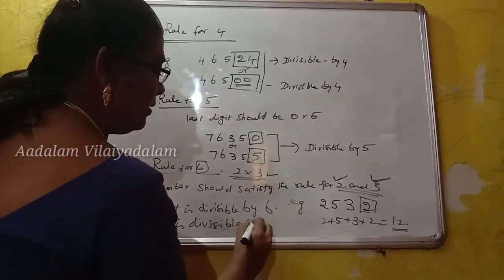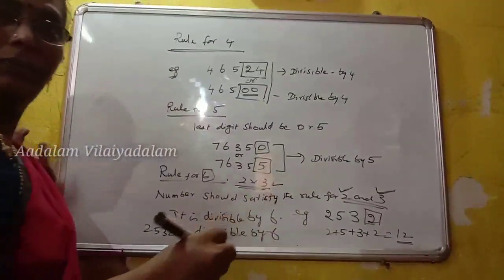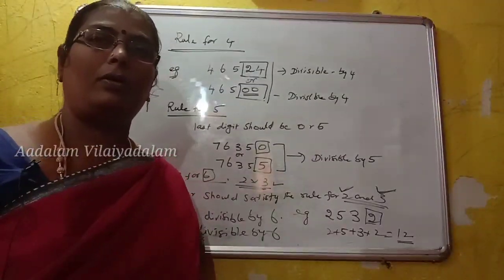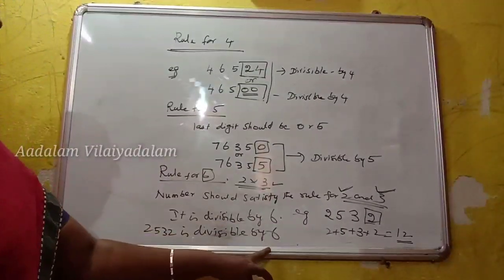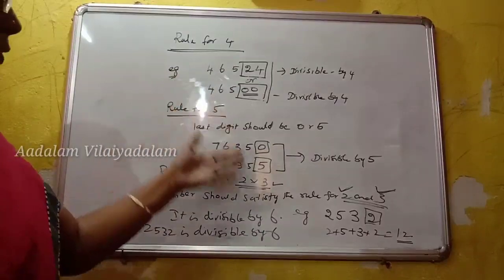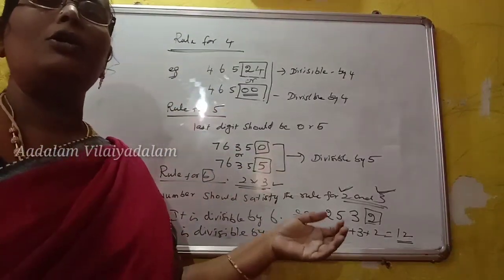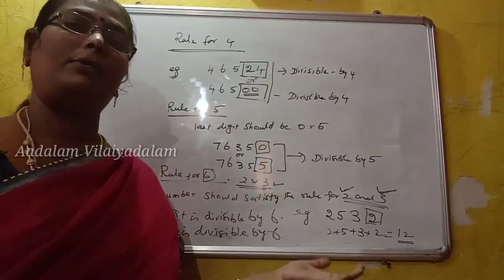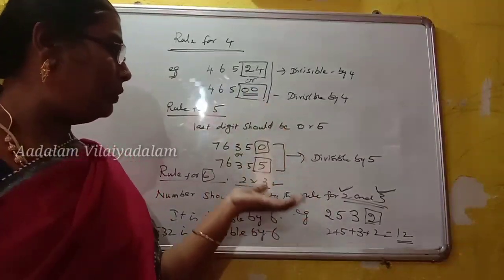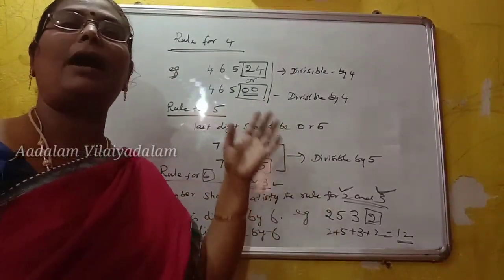Are you clear, children? Up to the divisibility rule for 6 I have taught. In the next class I will teach the rest. Before that, you can read these as tables. You have to memorize them.